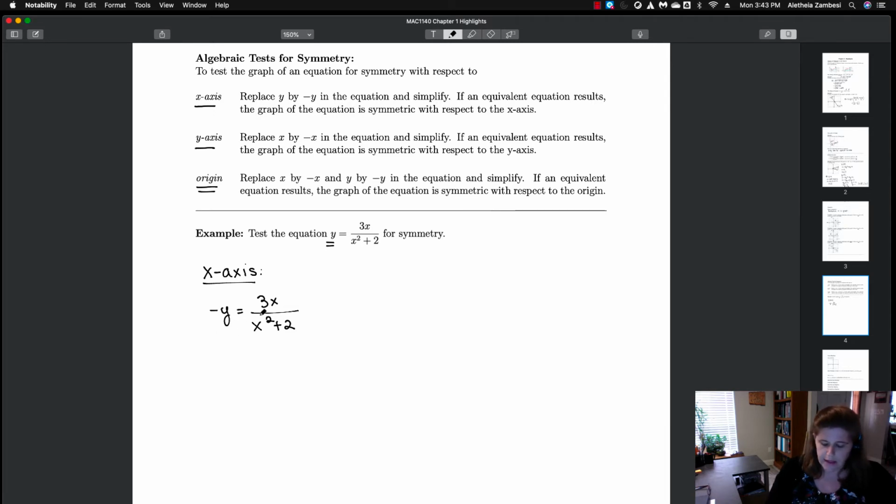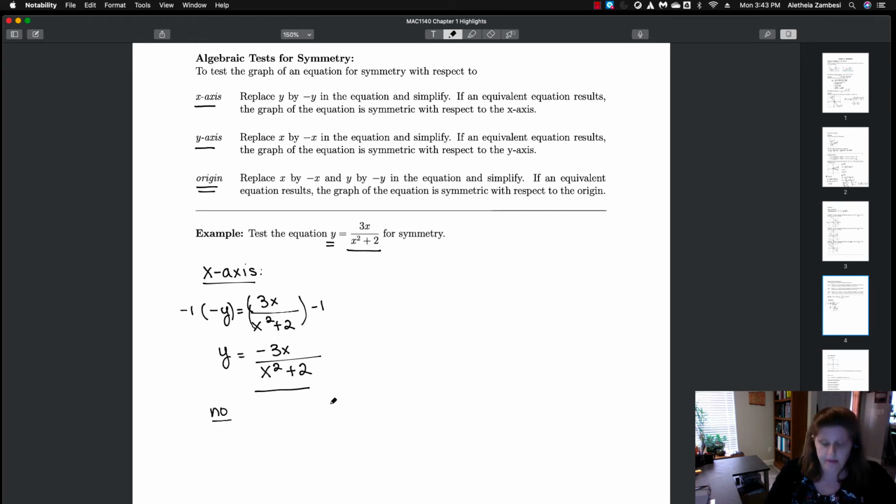So to isolate that, I need to divide through or multiply by -1. So multiplying both sides by -1, I end up with y is equal to -3x over x squared plus 2. Be careful here. A common mistake is to put the negative sign on the top and bottom of the fraction. Effectively, that would cancel it out. So when you're distributing a negative sign over a fraction, you have to pick the top or the bottom, but not both.